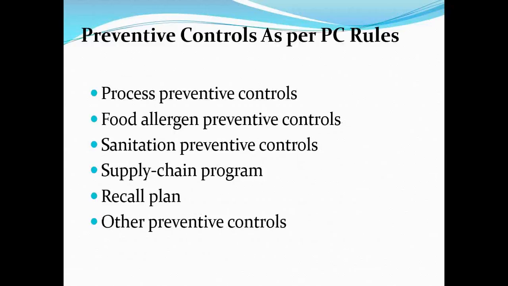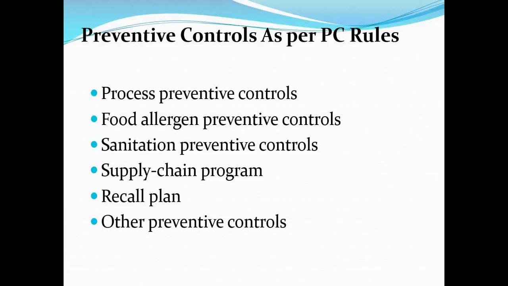What are the various preventive controls that PC rules are talking about? Number 1, you have process preventive controls. 2, allergen preventive controls. 3, sanitation preventive controls. Supply chain program, recall plan, other preventive controls. And what are they basically? Depending on the hazards you have identified earlier, preventive controls may include just one or many of these preventive controls, or some of these preventive controls.